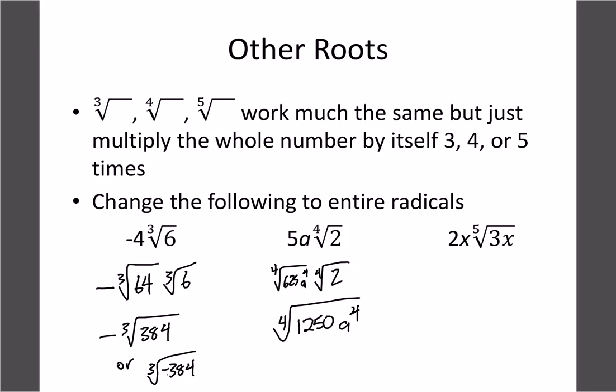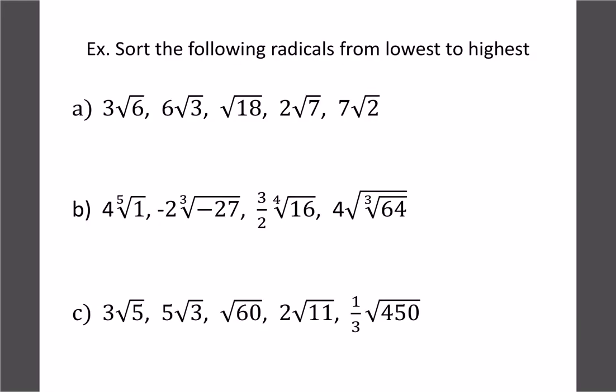And our last one, we got a fifth root. So we'd have 2 to the power of 5, which is 32, x to the 5. And then multiply that by 3x, so 32 times 3 is 96, and we'd have x to the 6. Okay, so you just basically take your front number, times it by itself however many times whatever the root is, and then multiply that in with the inside.